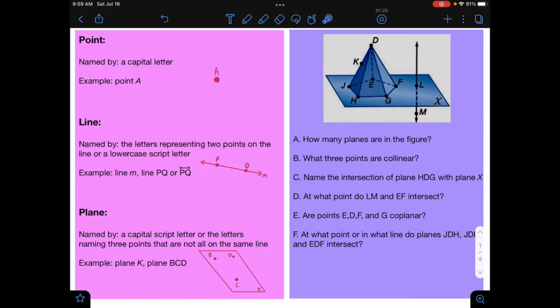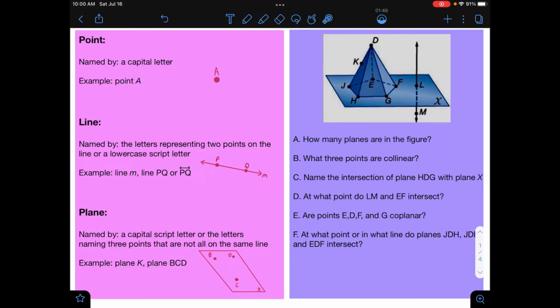So a plane is named by a capital script letter, or the letters naming 3 of the points that are not on the same line. So we have our capital script letter K here, so you have plane K, or you have B, C, and D, so you could have plane BCD. You could do those 3 letters in any order.